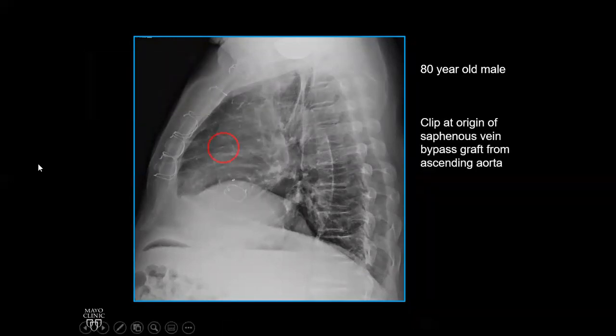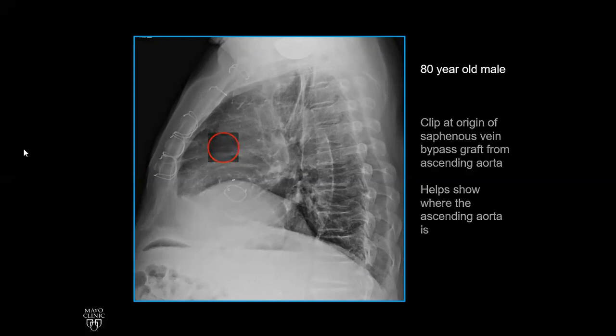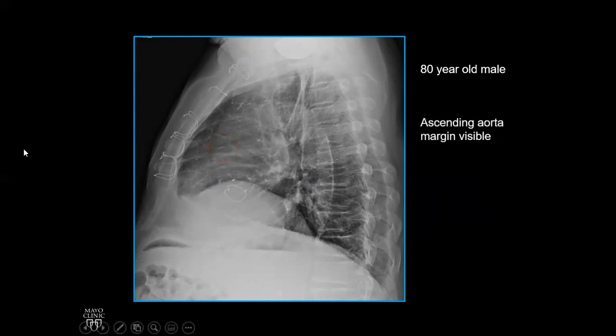We see a clip at the origin of a bypass graft. So this person has a saphenous vein which has been attached to the proximal ascending aorta, and it's going to plug into a coronary artery. And that's a nice marker of where the ascending aorta is in this patient. This is going to help show where the ascending aorta is. The ascending aorta margin is visible here.